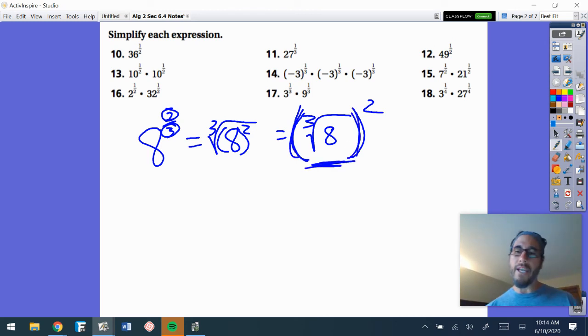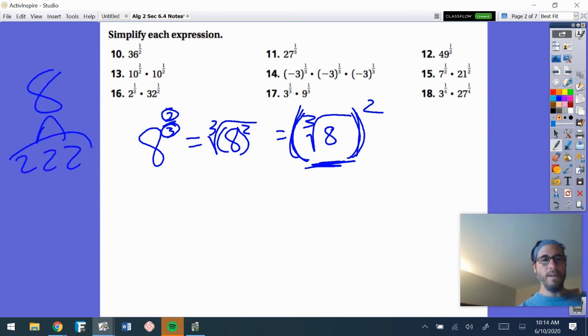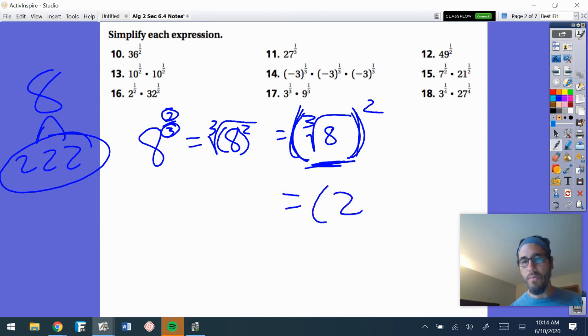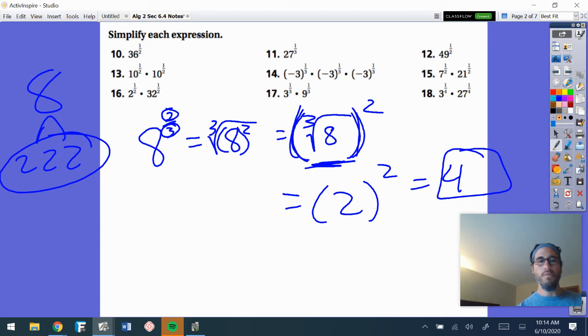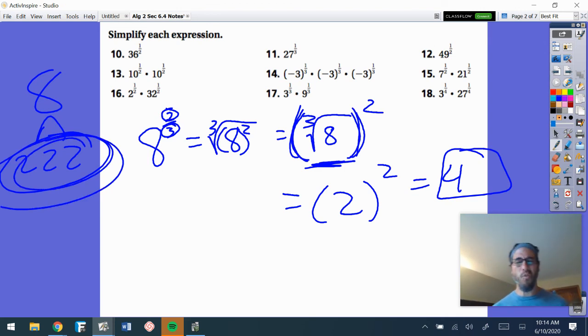What's the cube root of 8? You guys know what that is? Well, 8 is 2 times 2 times 2, so you've got three 2's. That means it's just going to be 2. And then you do 2 squared, which is 4. We should know that, because if we're in 6.4 now, we've been simplifying radicals in 6.1, 6.2, 6.3, and 6.4. Hopefully we're getting more and more efficient at it.